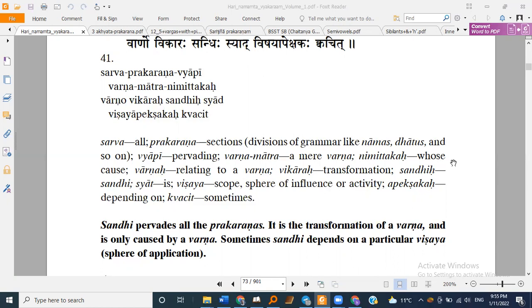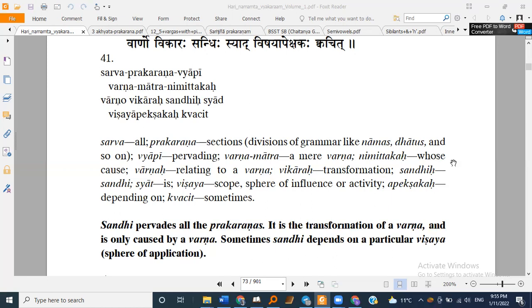in Taddhita, in Akhyat, the verb section, and in Shabda Prakaranam. So everywhere, Sandhis are done. It's not just that we will do Sandhi only in this chapter. Sanskrit grammar is a very interlinked section, and all the chapters are very much interlinked.